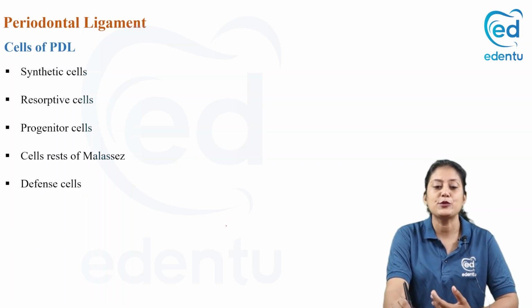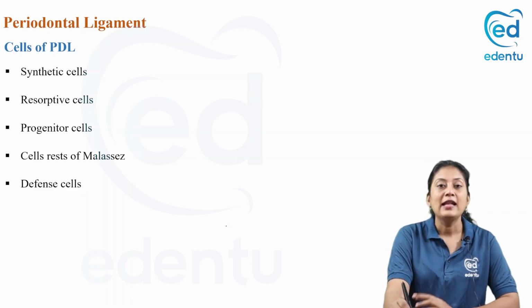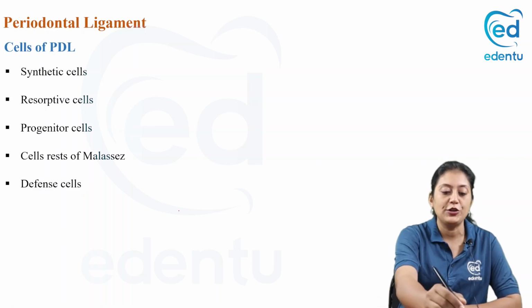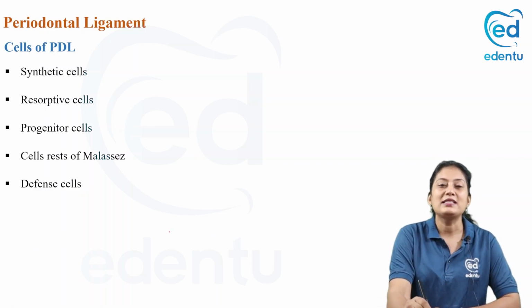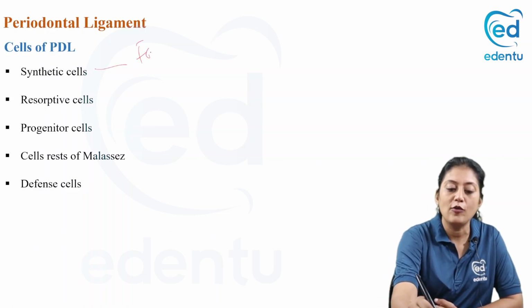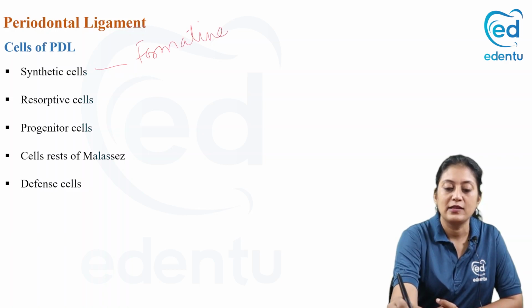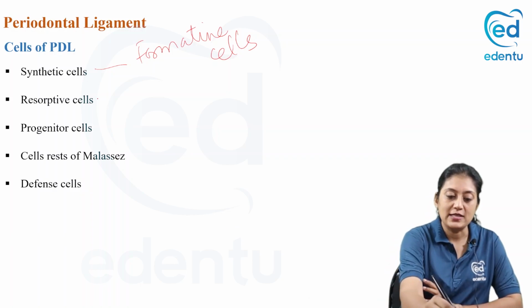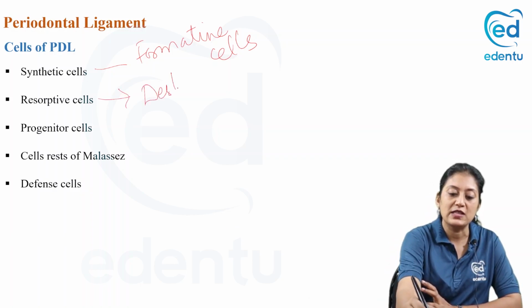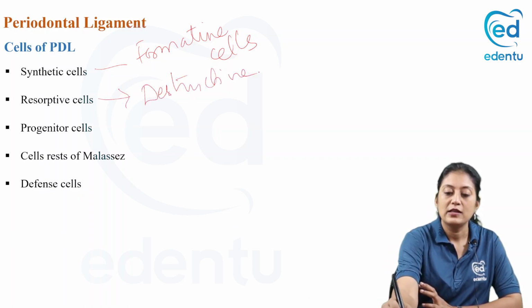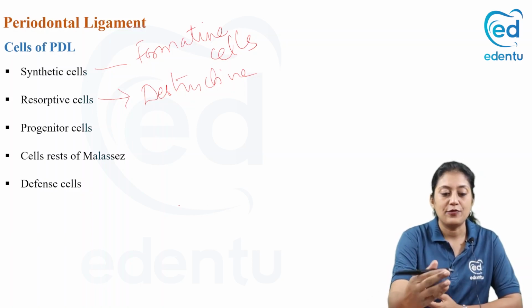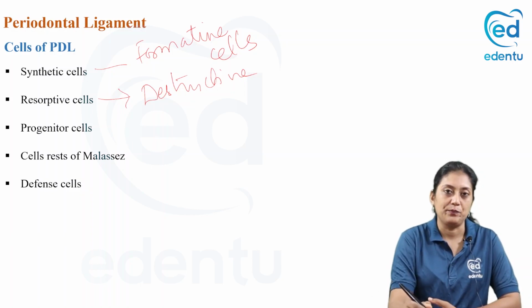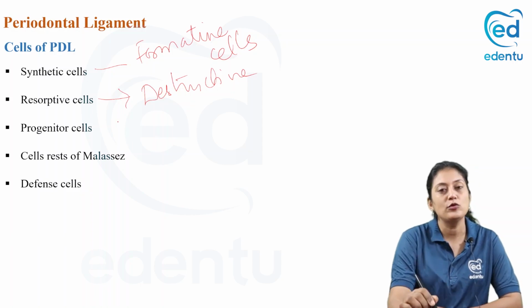So what are the types of cells that you see in the periodontal ligament? They are classified based on their function into 5 types. One is the synthetic cells. Synthetic cells are called formative cells, otherwise known as synthetic cells. Then you have resorptive cells. Resorptive cells are destructive cells. Then the progenitor cells, from which all the other cells arise. They are the originating cells. So they are the progenitor cells.